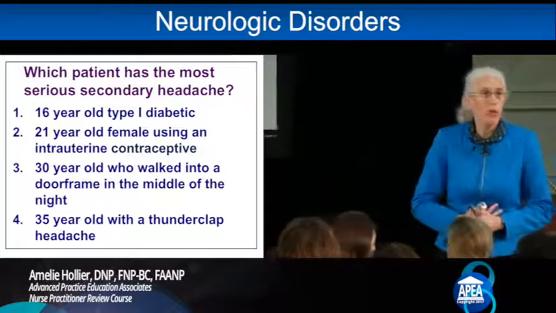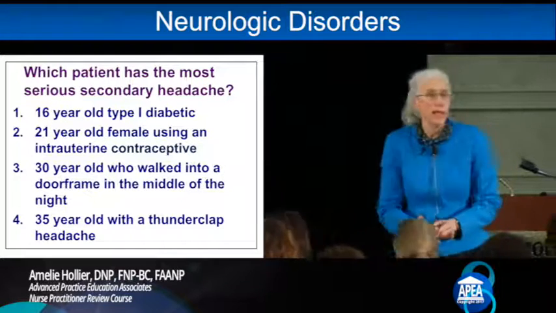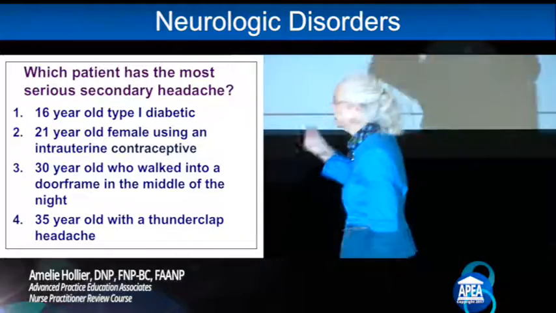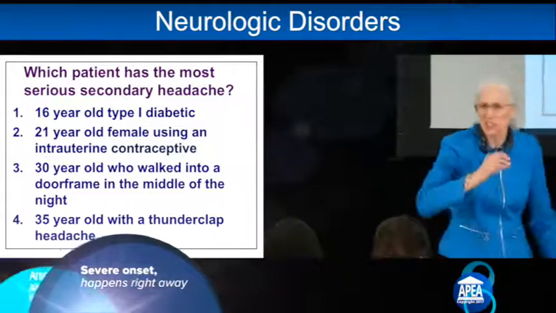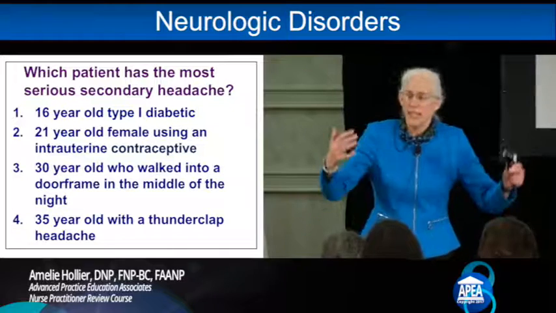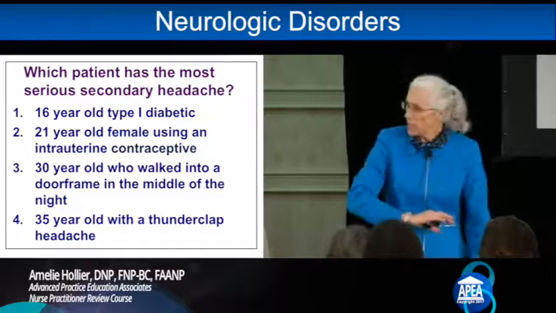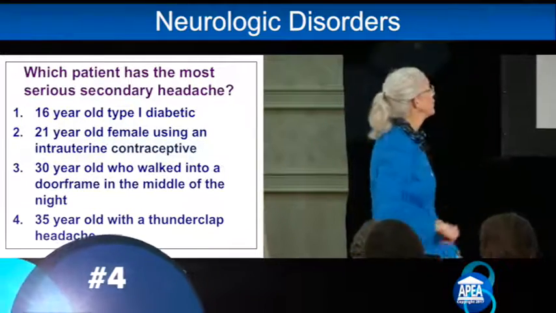The one I'm the most worried about, and the term you need to know, is a thunderclap headache. What's a thunderclap headache? A thunderclap headache is one of severe onset that happens right away. So it's an acute, severe onset. That is never good. You need to get those patients out of your office if they stumble in, all right? So get them out. The term you need to remember, thunderclap headache, circle number 4.